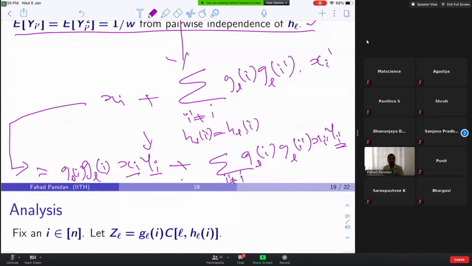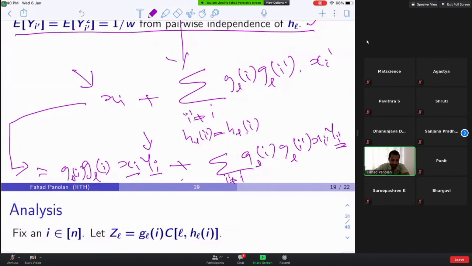Yes, sir. Can you explain this from the start? This equation. Okay, so you understood the first equation, right? Yeah, sir. From there only. Okay. So GL of I times GL of I is equal to 1. And yi is always equal to 1, because by definition yi is equal to 1 if the item I is mapped to the bucket where I resides. That is always correct. So yi is equal to 1 always.